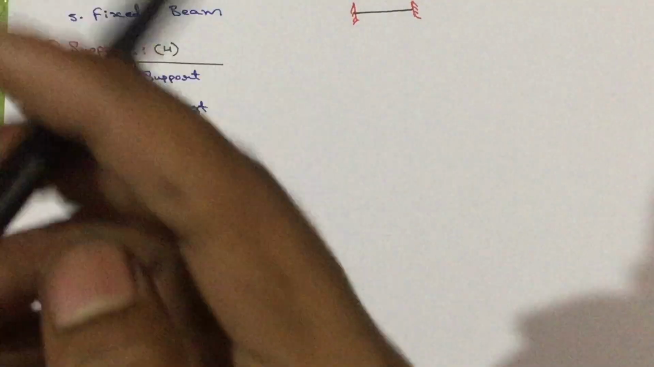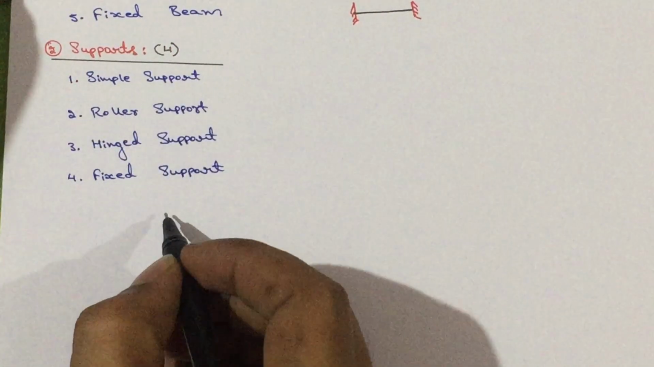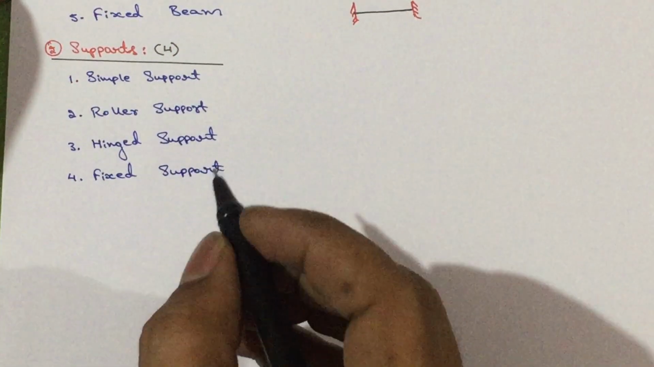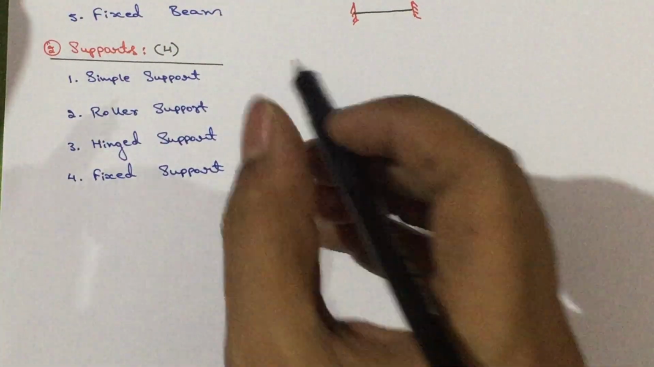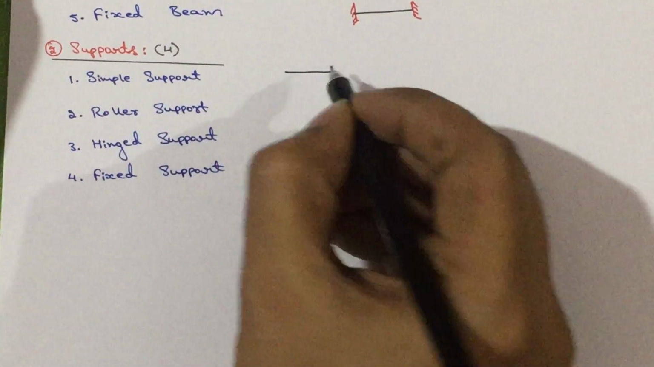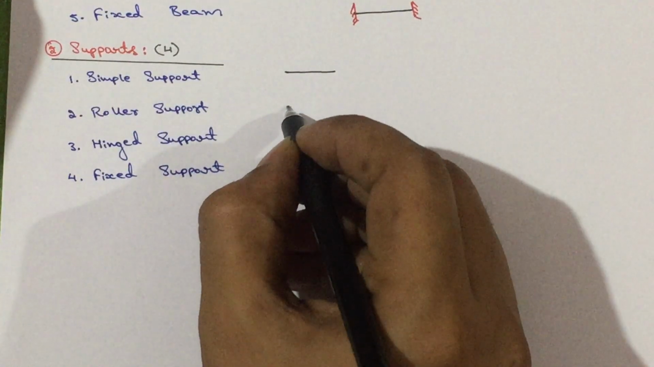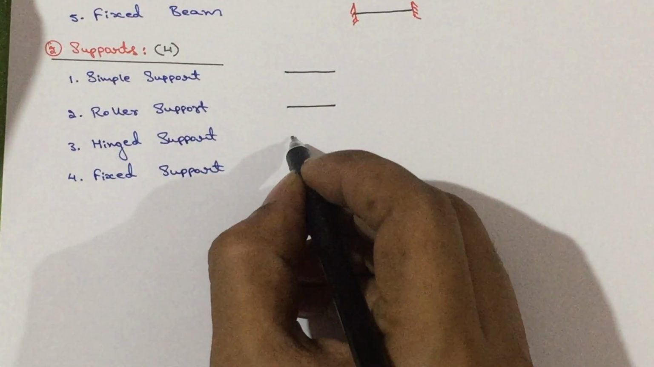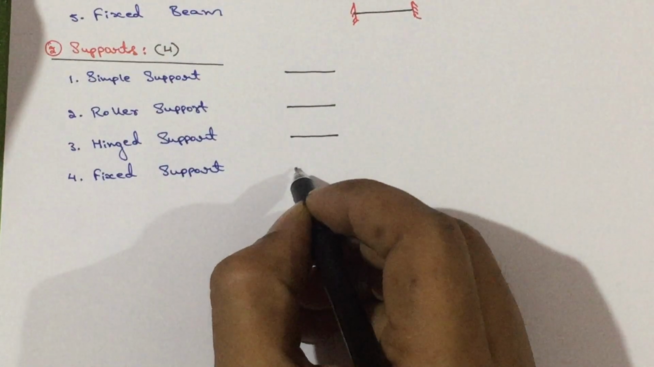Now these are the names of the supports. We should know how we are going to indicate that type of supports. So let us write the support. First, for the beam we are going to provide the support. Let us write the beam.